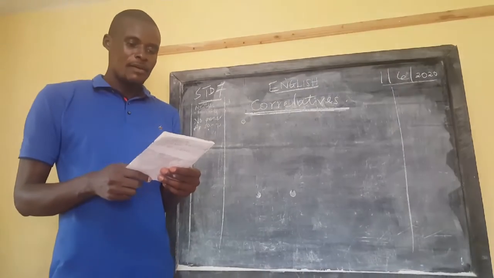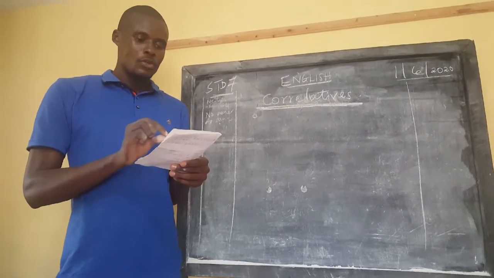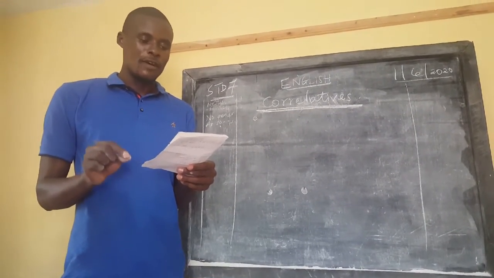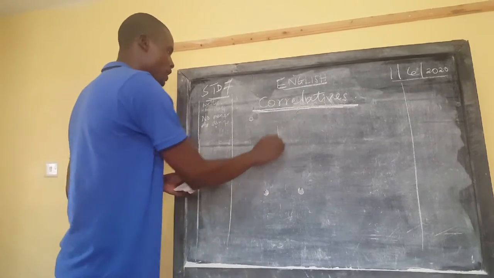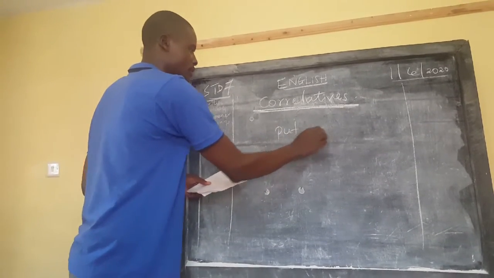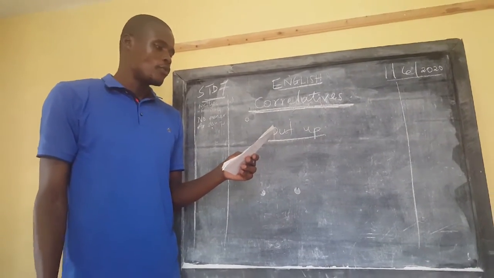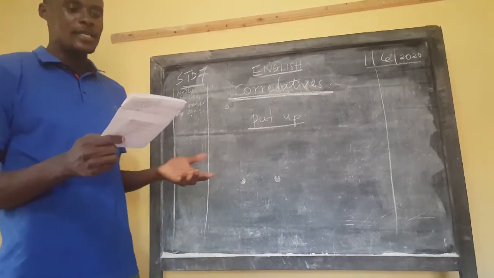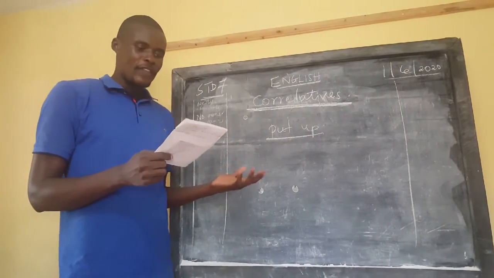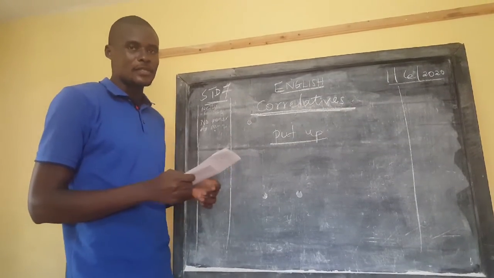My father put up a new house. You are told to replace the underlined word that is a phrasal verb. My father put up a new house, and the words "put up" are underlined. So you have been told to replace "put up" with these words here. A, we are given purchased. My father purchased, my father bought, my father sold, or my father built.